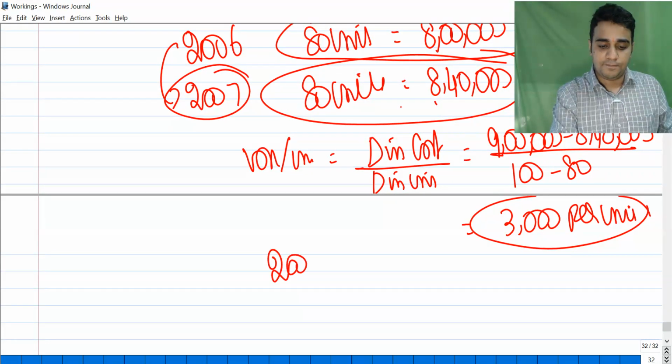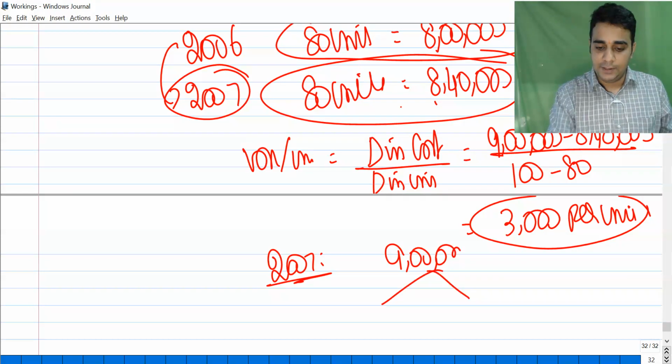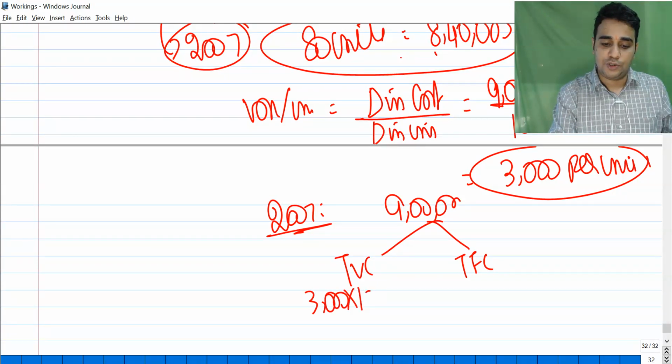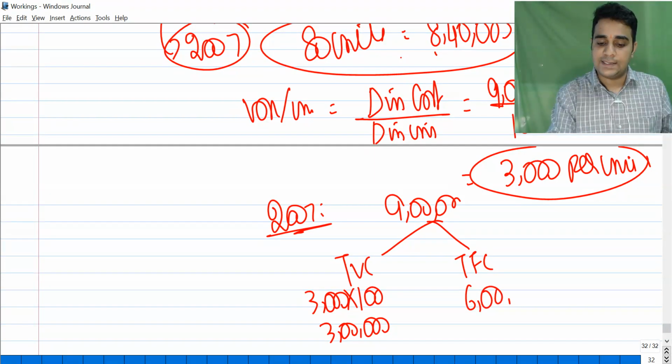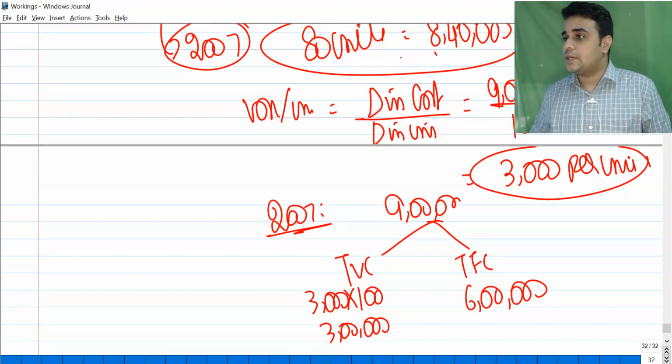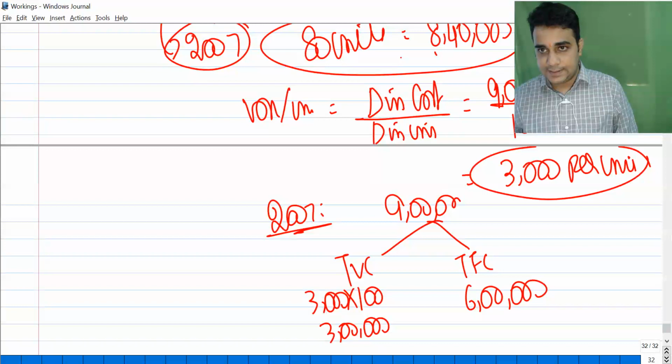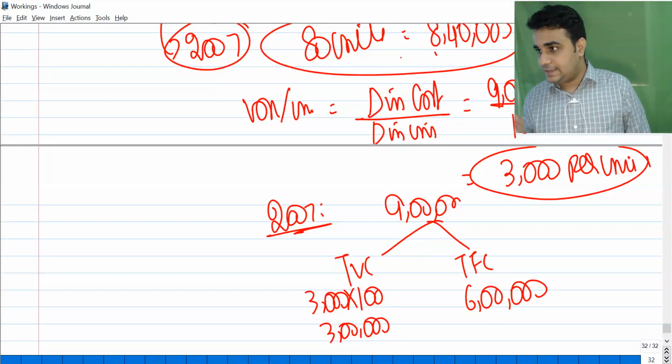Now let me take the 2007 9 lakh number and split it into total variable cost and total fixed cost. Total variable cost is 3000 into 100, 3 lakh. Total fixed cost, the balancing figure, is 6 lakh. Once this breakup is in, I will be able to complete the estimated trading result.